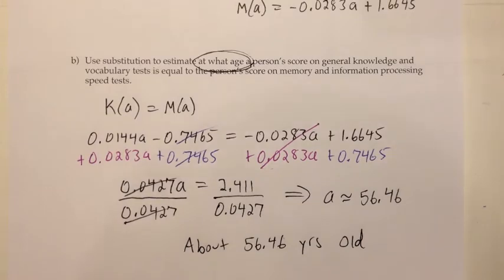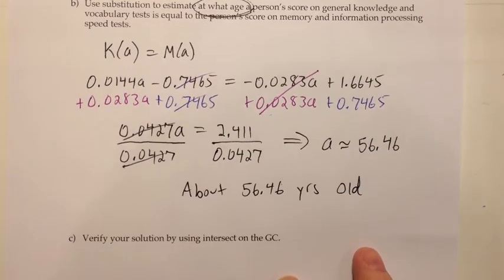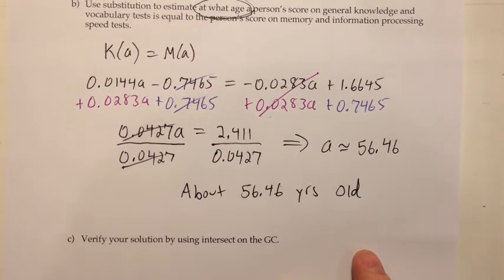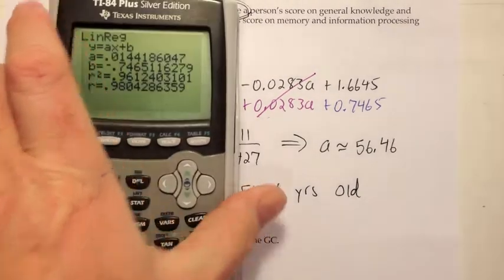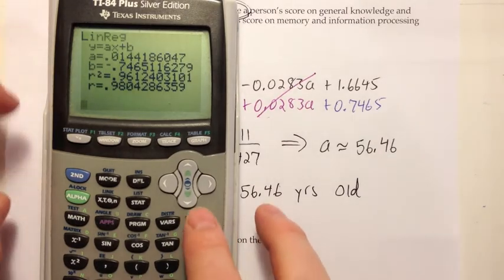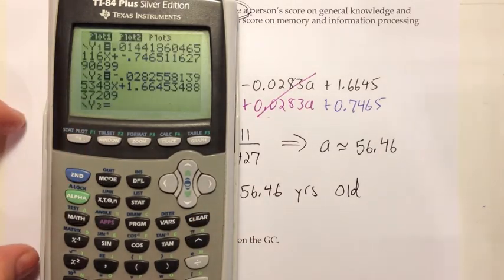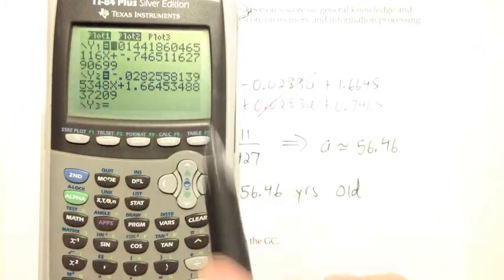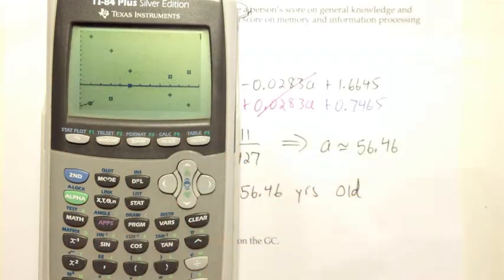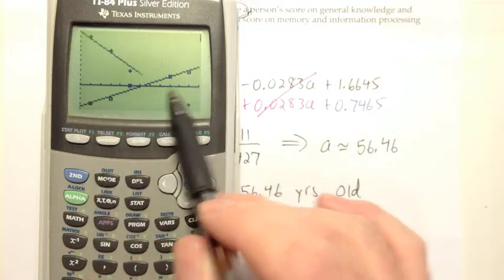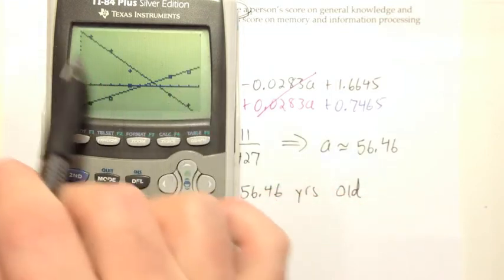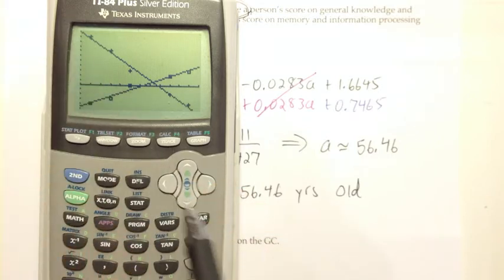Alright, moving on to the last part. It says to verify your solution by using the intersect on the graphing calculator. So you remember when I did the linear regression, I had it store those two functions into the y equals menu. So if I hit y equals, I can see those two functions entered in, and I still have the plots there as well. So I'm going to hit graph, and we'll see a couple things. One, our first linear regression is a pretty good fit to the squares, and two, our second linear regression is a pretty good fit to the plus signs.